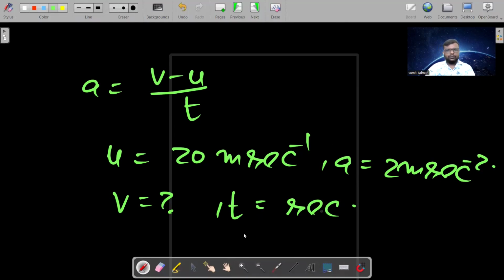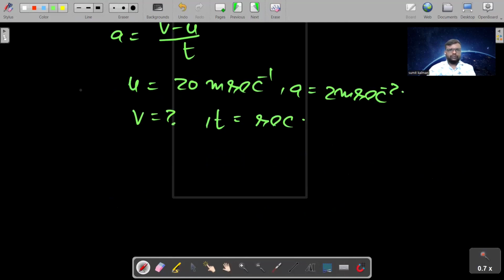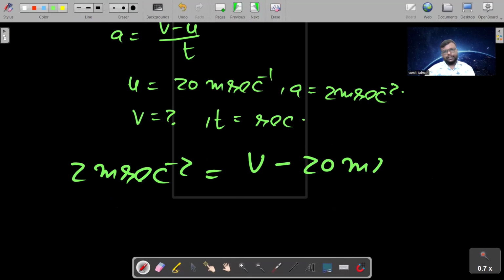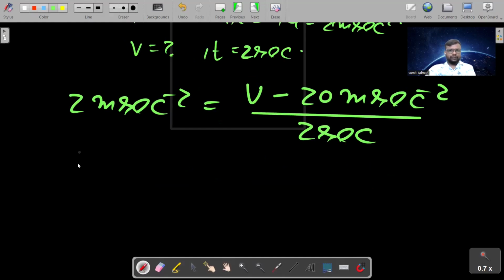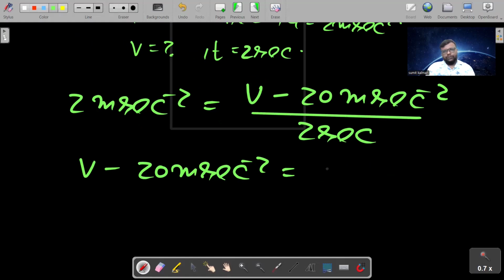Now we'll proceed for the solution. Here 2 meter per second square is equal to V minus 20 meter per second upon time, 2 seconds. So V minus 20 is equal to 2 into 2, it will be 4 meter per second.